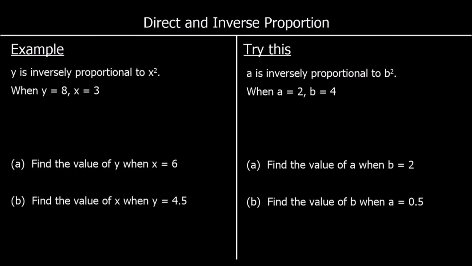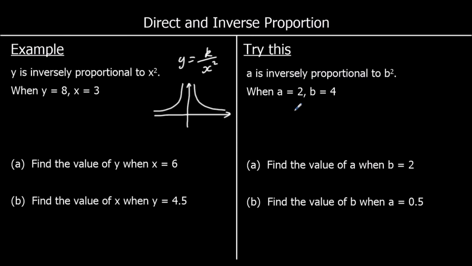Here's another example. We've got y is inversely proportional to x squared. So if y is inversely proportional to x squared, that means y equals k over x squared. So an inversely proportional relationship is a k over something. On a graph, this will look similar to the 1 over x graph, but because x is squared, we're always going to get a positive. So the graph is always going to be above the x-axis.